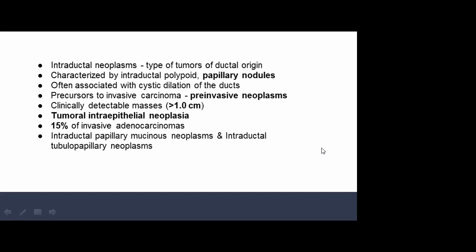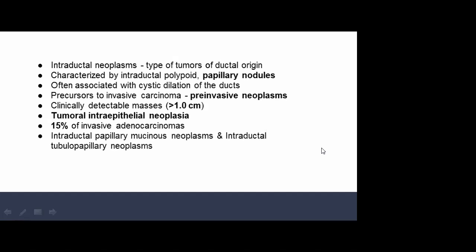Then what is the difference between the PanIN and the intraductal neoplasms? The intraductal neoplasms are clinically detectable masses, most often more than 1 centimeter, unlike the PanIN, which are more often a microscopic diagnosis. And hence the term tumoral intraepithelial neoplasia is also being used for these intraductal neoplasms. And 15% of the invasive adenocarcinomas are known to be arising from these intraductal neoplasms.